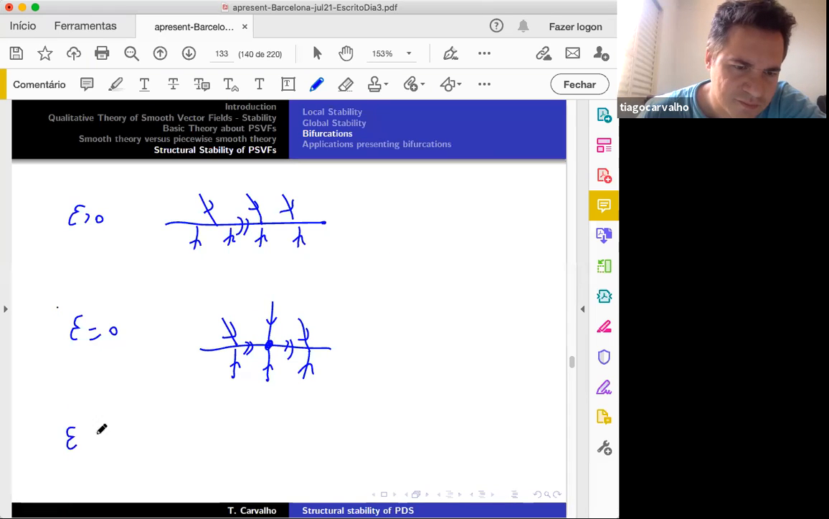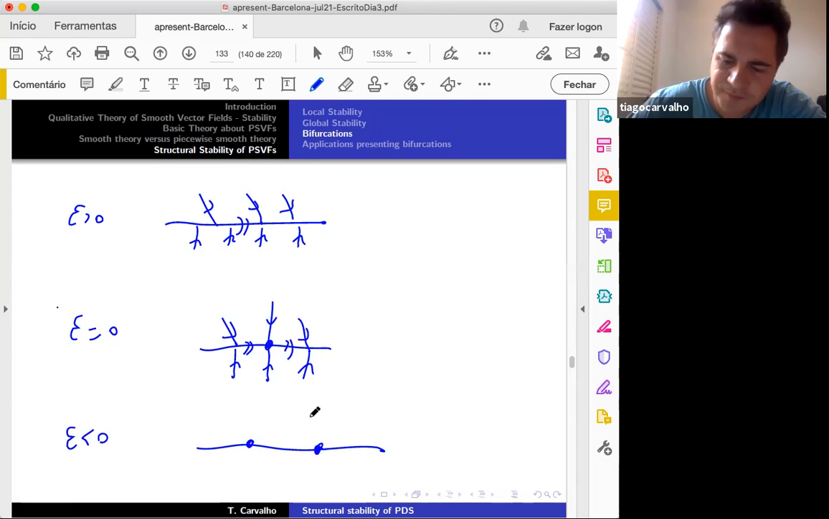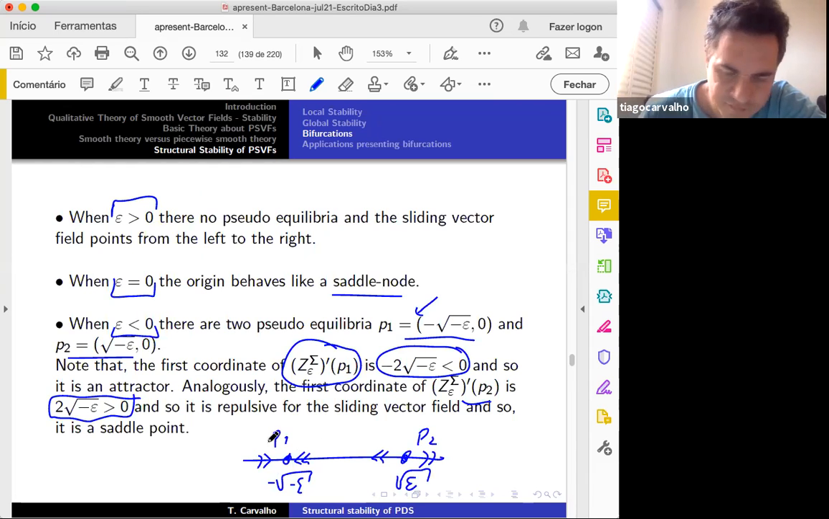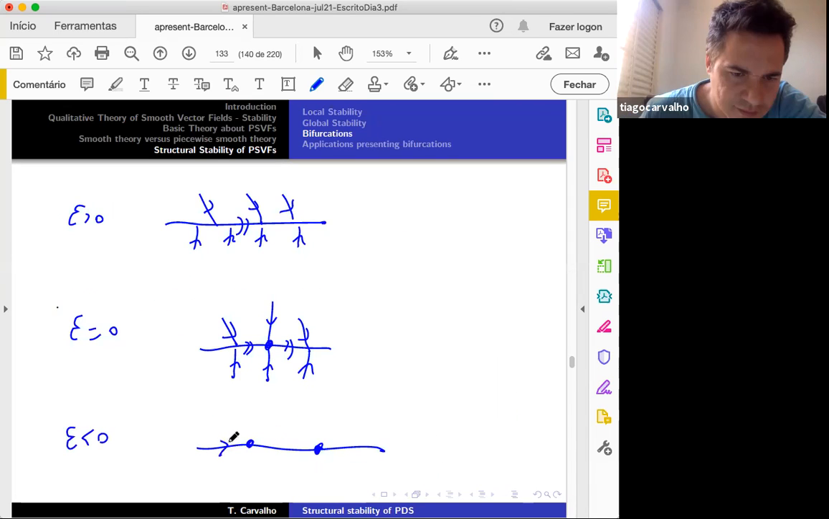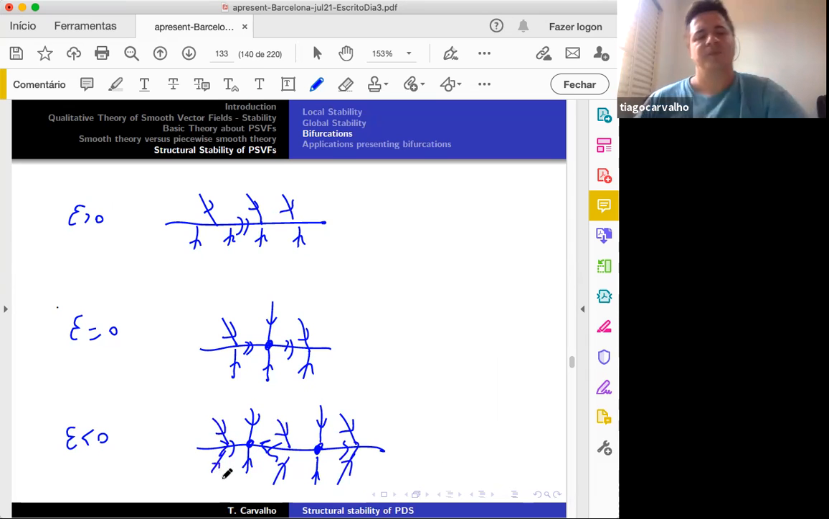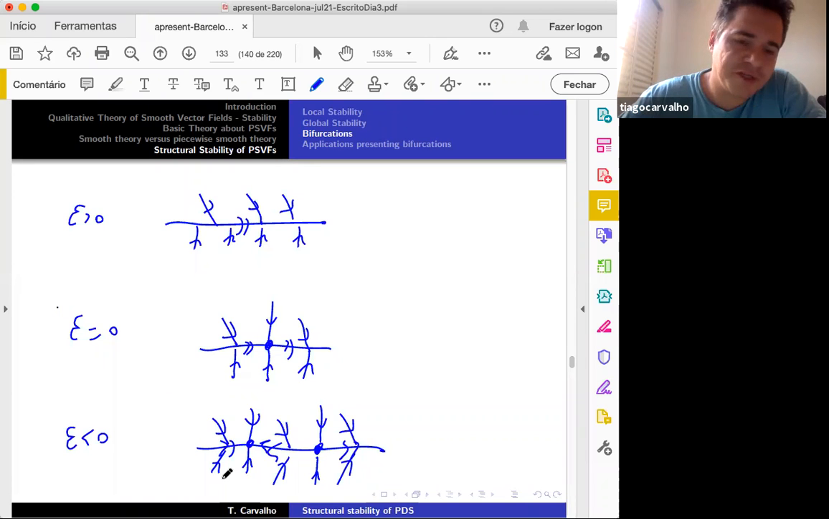And for epsilon negative, we have these 2 points, okay? The first one has an attractive dynamics, and the second one has a behavior like a saddle. Okay, so there is an analogous to the saddle node bifurcation for piecewise smooth vector fields.